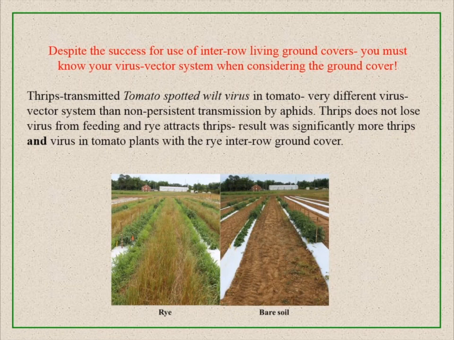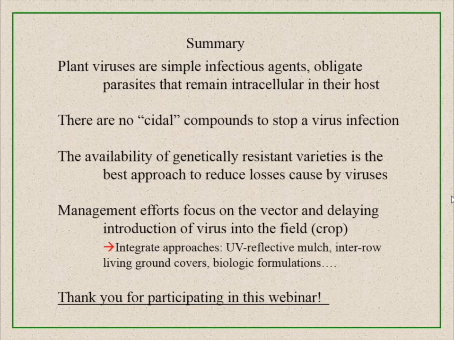So my suggestion here is that before you jump into this system, consider your crop and know your virus vector system that you're trying to reduce in your crop before you decide on this inter-row crop. This inter-row crop should not be a host to the virus, and you certainly don't want it to attract the vector. So let me summarize a little bit here.